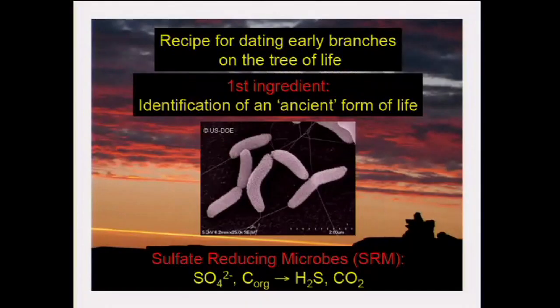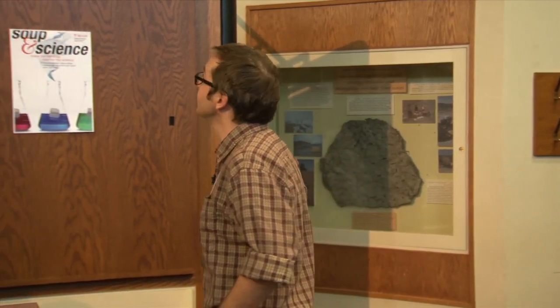So I want to lay out the recipe that we use in order to try and do this. Okay, so the first ingredient in this recipe is you have to identify an evolutionarily ancient, that is deeply rooted, form of life. We use sulfate-reducing microbes. These are bugs that instead of breathing oxygen, they breathe the sulfate molecule. They oxidize organic carbon with the sulfate molecule, producing carbon dioxide and also that rotten egg smell, hydrogen sulfide, okay?